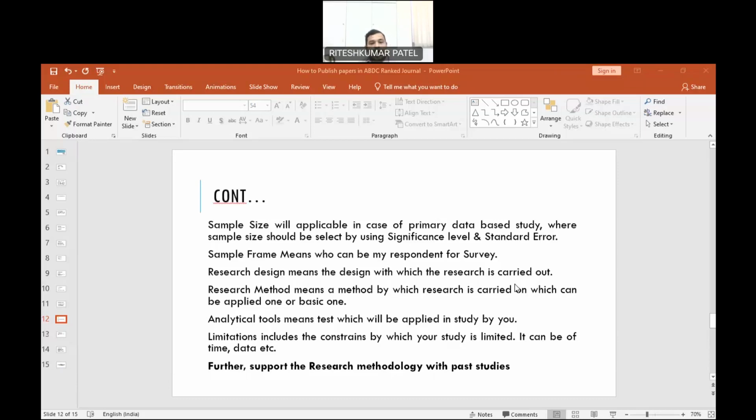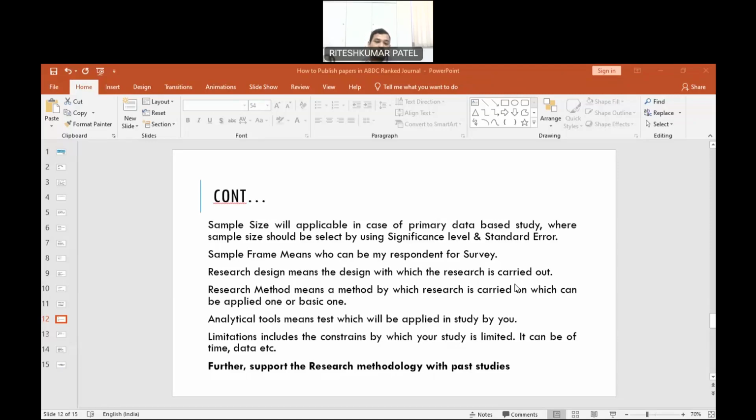Analytical tools means the statistical tests that you have applied in your study. So you need to see what kind of analytical methods were used in the past and how you are studying the method. Along with the one studied in the past, you need to see what you can apply additionally, and put it over here so that it will help you get the outcome very well.